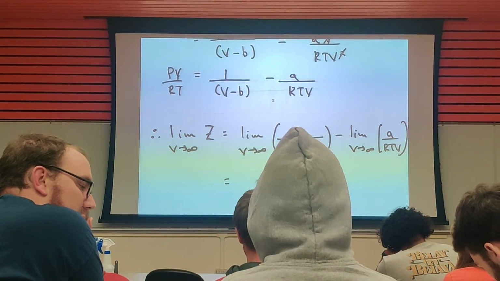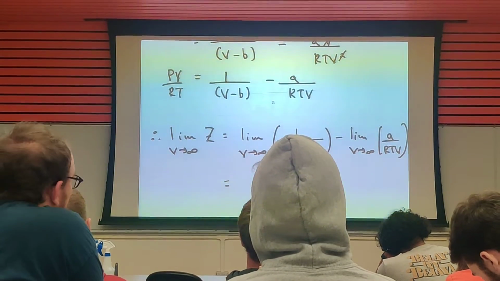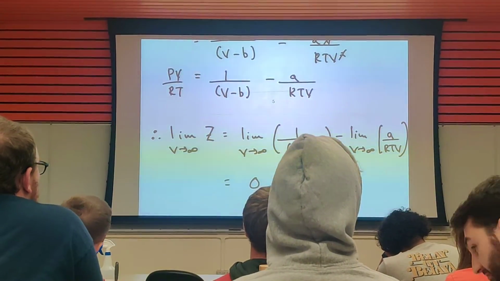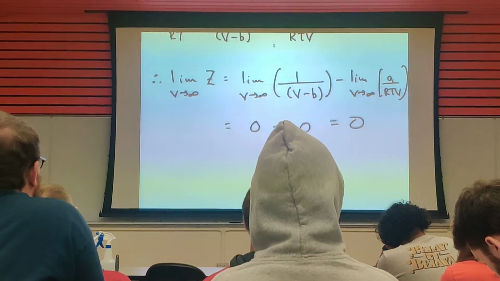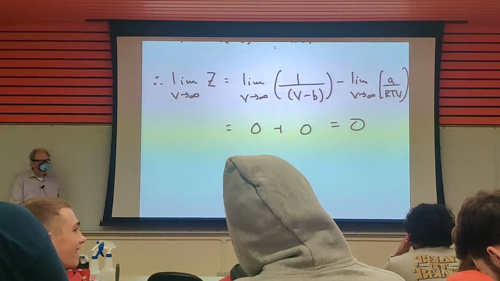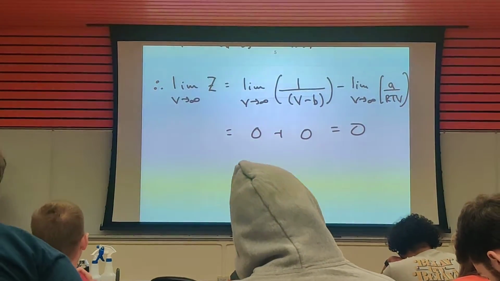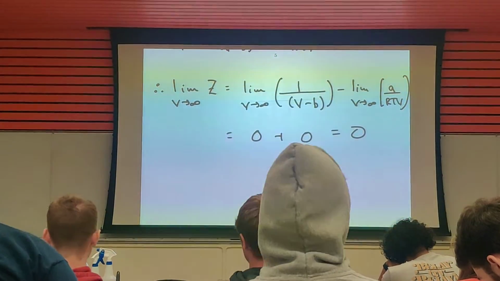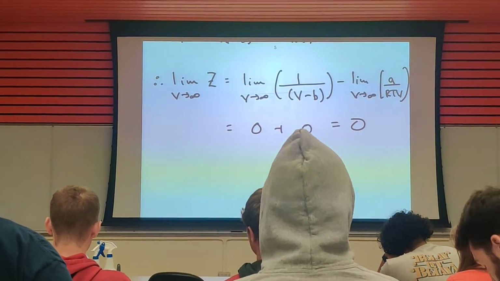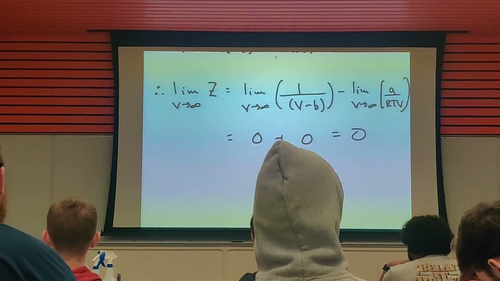What's the limit of the first term as V goes to infinity? 0. What's the limit of the second term? 0. So z should go to 1, making sure it's reasonable. Yep, perfect. When the van der Waals equation takes the limit, they will go to reasonable. Okay, any questions?